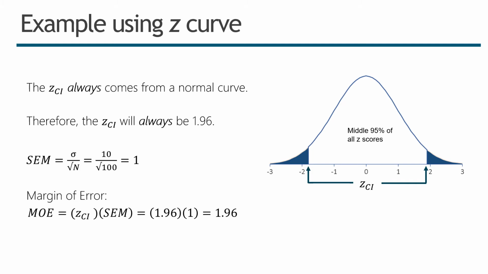The second term you need for the margin of error is the SEM, or the amount of sampling error that you expect to have in this study. It's the population standard deviation divided by the square root of n. In this case, it comes out to be 1. You plug this into the MOE equation, and you're going to find that the margin of error in this example comes out to be 1.96.